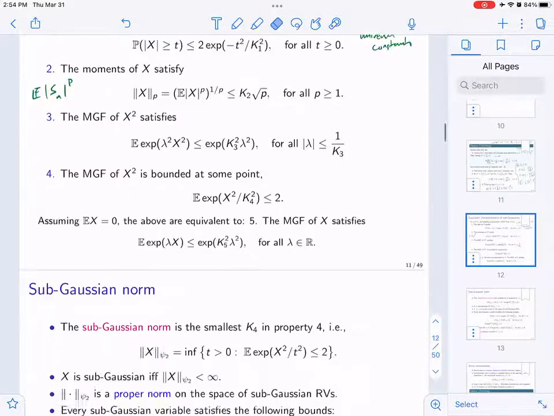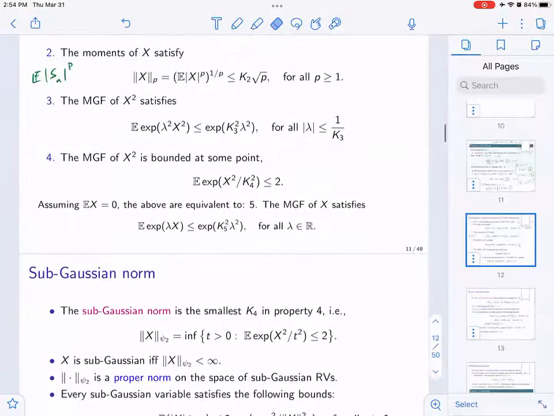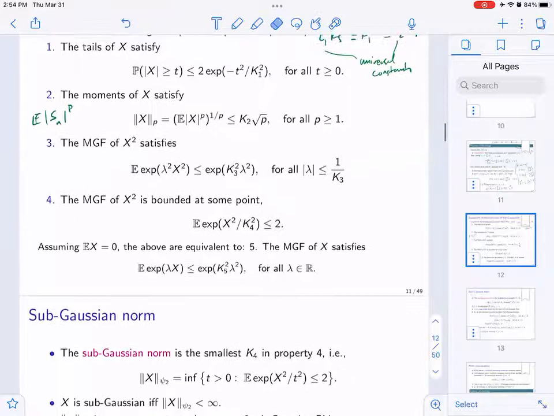So this characterization is used to define a norm on the space of subgaussian random variables. A random variable is subgaussian if this holds for a certain constant. If I fix my random variable, I can ask what is the smallest constant that goes there. The smaller I make it, the bigger this gets, so the less likely it's satisfied. So at some point I have to stop.